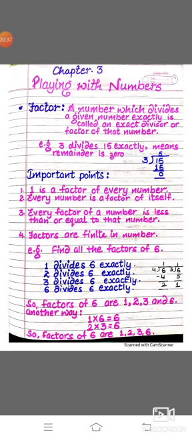Important points: 1 is a factor of every number. Second point, every number is a factor of itself. Every factor of a number is less than or equal to that number. The last point is factors are finite in number.